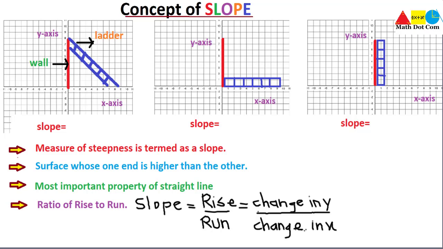Change in y means the change of the value on the y axis, or on the vertical axis, or how the value is changing vertically, and change in x is how the value is changing horizontally. So you can also write it as delta y over delta x, or you can also say that y2 minus y1 divided by x2 minus x1.